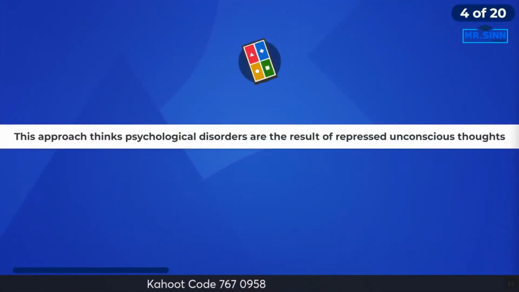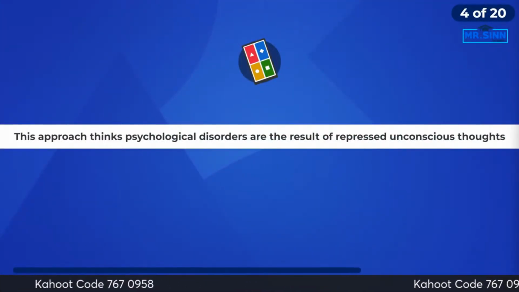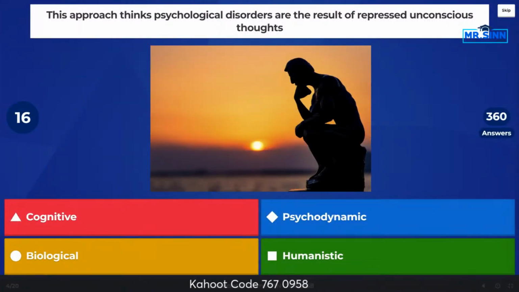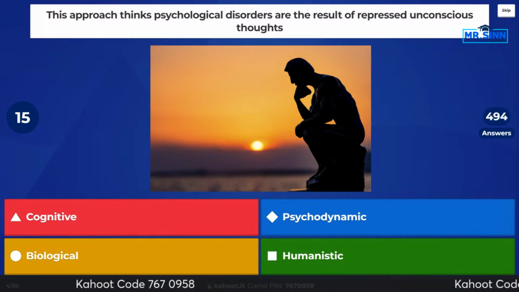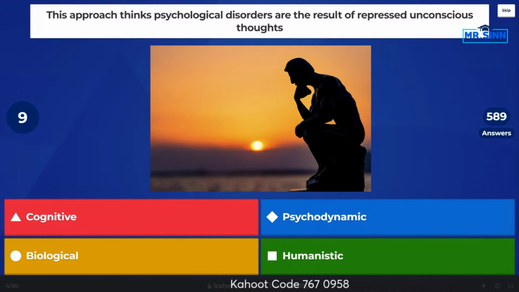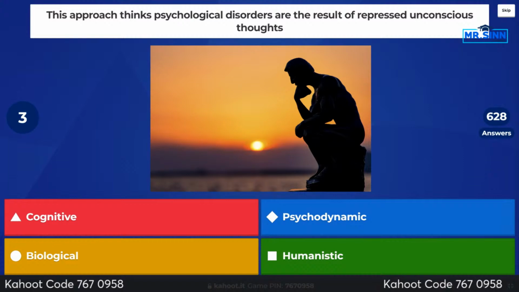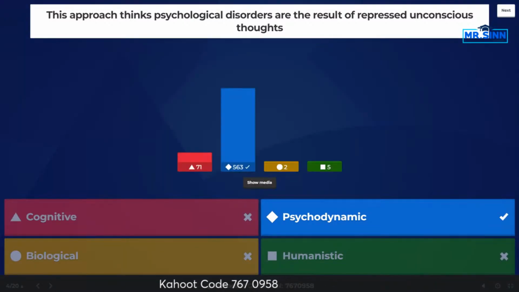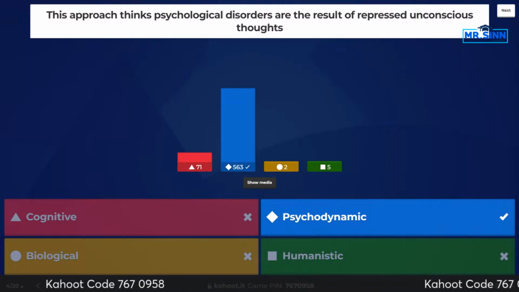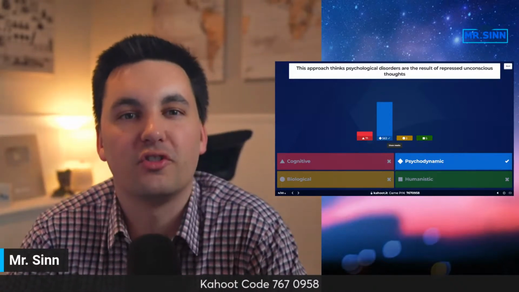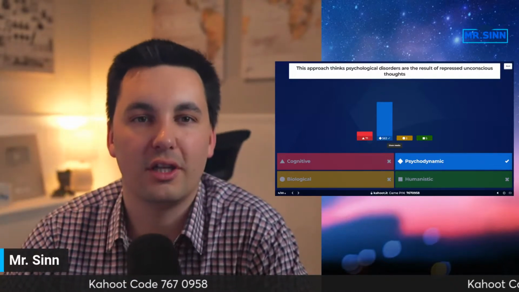Cool. All right, here we go. This approach thinks psychological disorders are the result of repressed and unconscious thoughts. So what do we have? We kind of talked about this one yesterday. Two seconds left. Yes, and it is the psychodynamic approach. So remember, that used to be the psychoanalytic, then later psychodynamic. So this is those unconscious thoughts of the mind and how different influences happen.